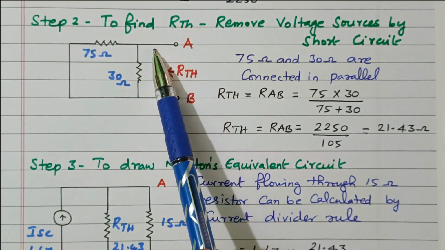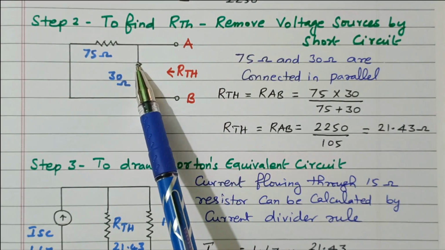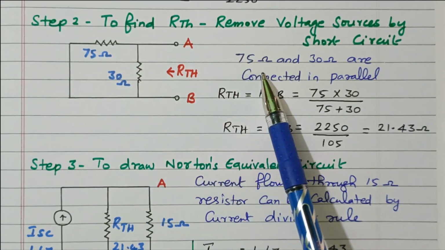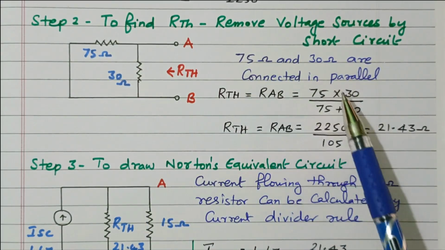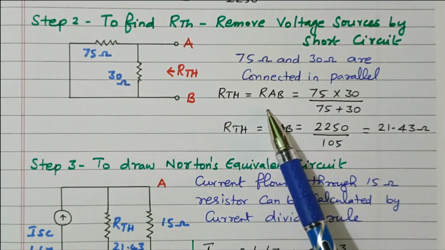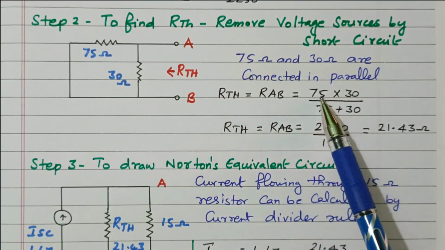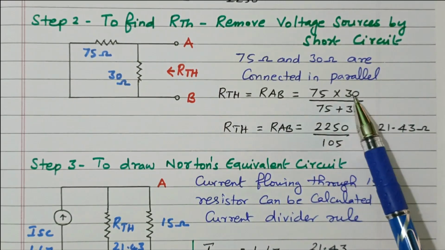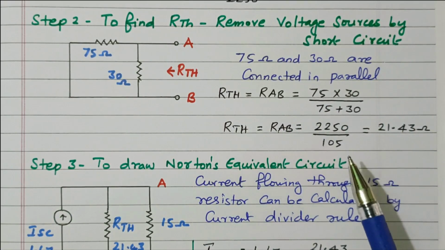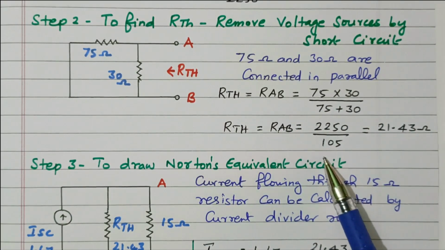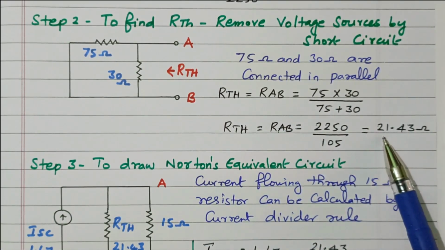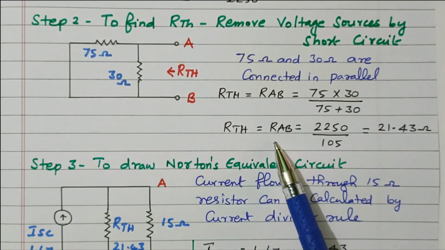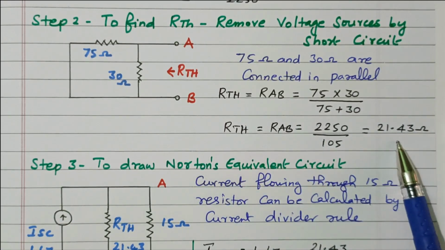The current is flowing through this. At this point the current is diverted, so the 75 and 30 ohm are connected in parallel. So R Thevenin equals RAB equals R1 into R2 divided by R1 plus R2, that is 75 into 30 divided by 75 plus 30. 2250 divided by 105 is equal to 21.43 ohm. So R Thevenin, the resistance across AB, is 21.43 ohm.